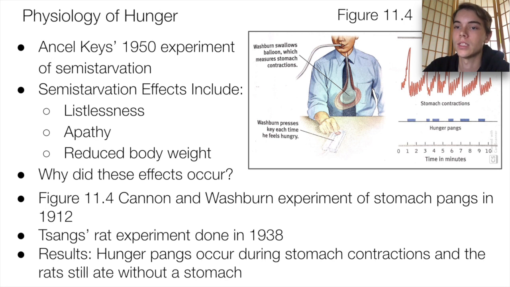And then in Sang's rat experiment done in 1938, they tried to contradict the findings of Cannon and Washburn. So what they did was they removed the stomach of a rat and then connected it directly to the small intestine. And this would determine if hunger was caused by the stomach or if there were more factors involved. And the results were that Sang's rat would still eat and was still hungry, which means that there were more factors behind hunger.